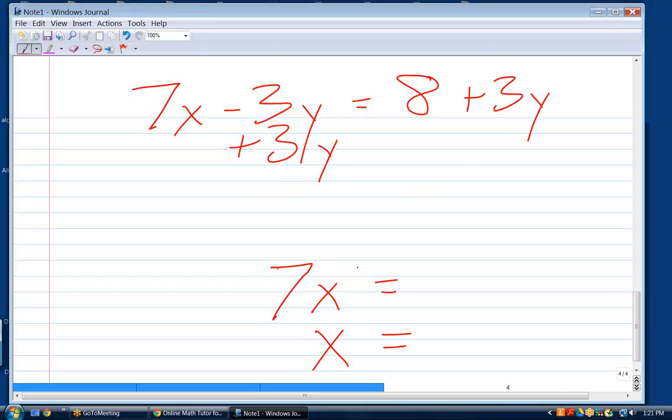So, my second step is 7x, since that cancels. 7x is equal to 8 plus 3y. In other words, there's no difference between solving this equation with two variables than if I had one variable. You just treat the y like it's not an x. What's the last row here? X is going to be equal to what?